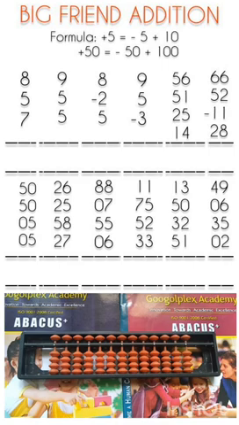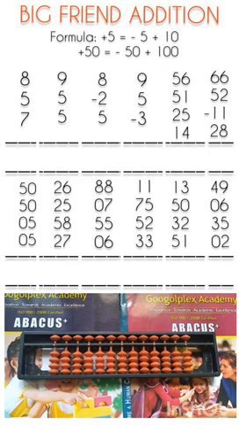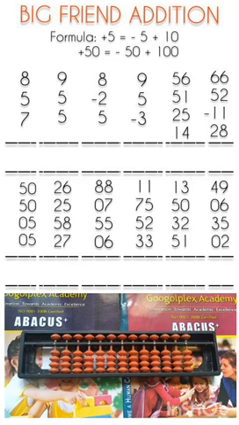Now we are back with the same topic, that is big friend addition. In this video, we will solve some questions with the help of the big friend formula of plus 5 as well as plus 50. Means we will solve single digit as well as double digit questions both. The big friend formula of plus 5 is plus 5 equals minus 5 plus 10, and the big friend formula of plus 50 is plus 50 equals minus 50 plus 100.